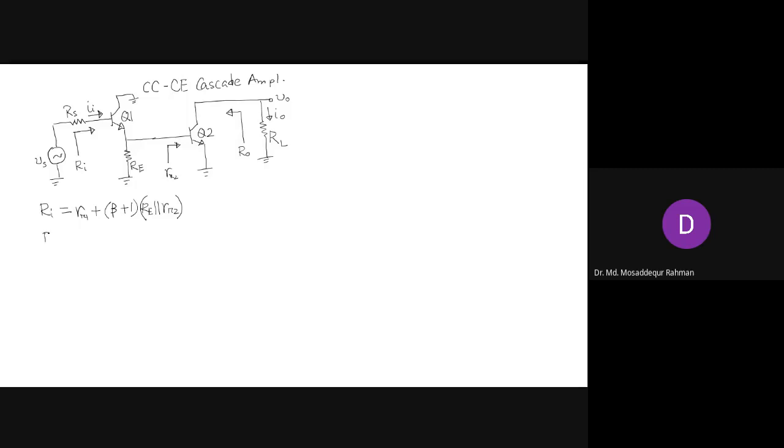The output resistance, what will be the output resistance? Same R not 2. Right. There is no change in the output resistance, it remains the same. Okay, now we try to determine the voltage gain first. Gain we express as the product of three gains.